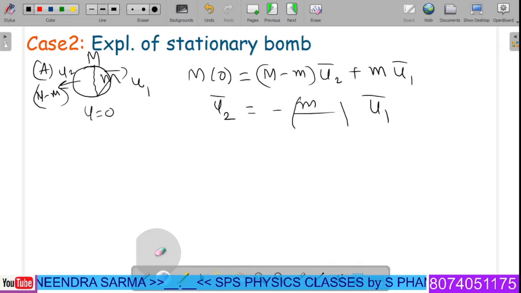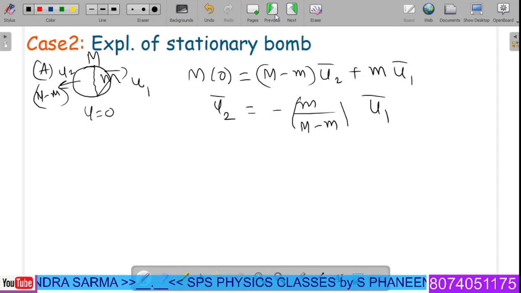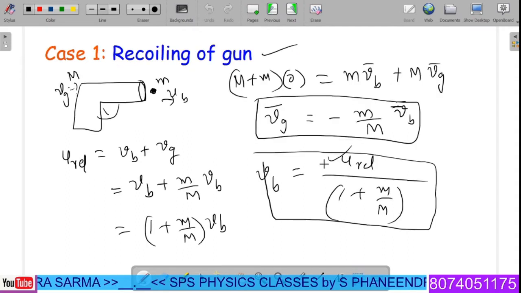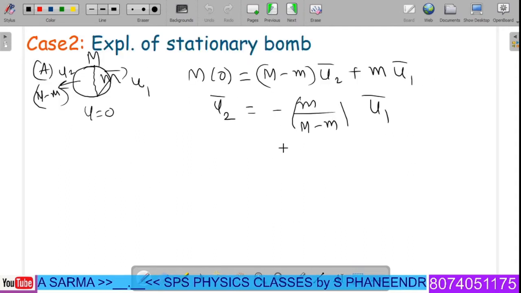So you can write down as M minus m. This particular formula is similar to that of the previous case only. Whatever we applied, the same conditions can be applicable here also. Relative speed is given means, instead of small m, instead of capital M, here we write down M minus m. That's it. There's no change. So we have the same concept as the previous case.